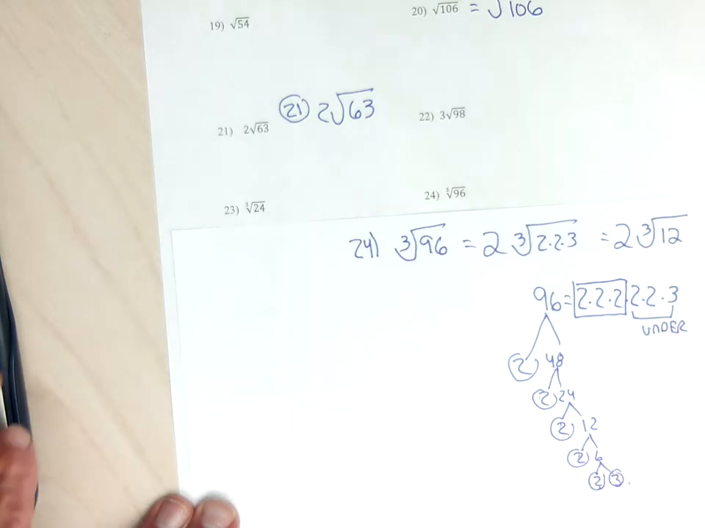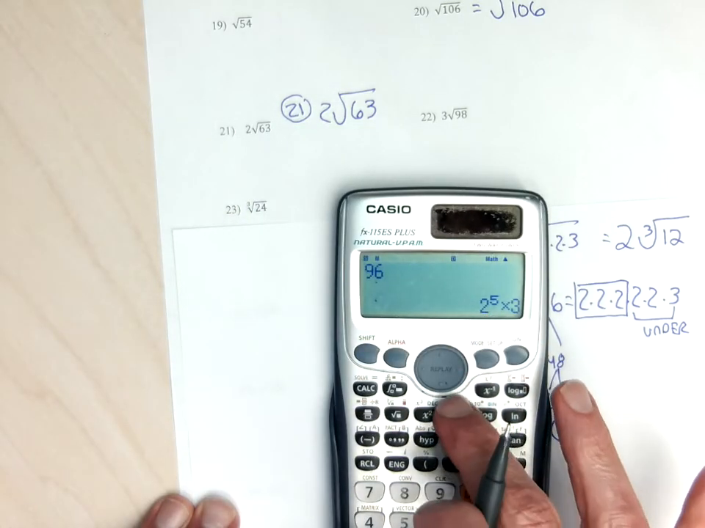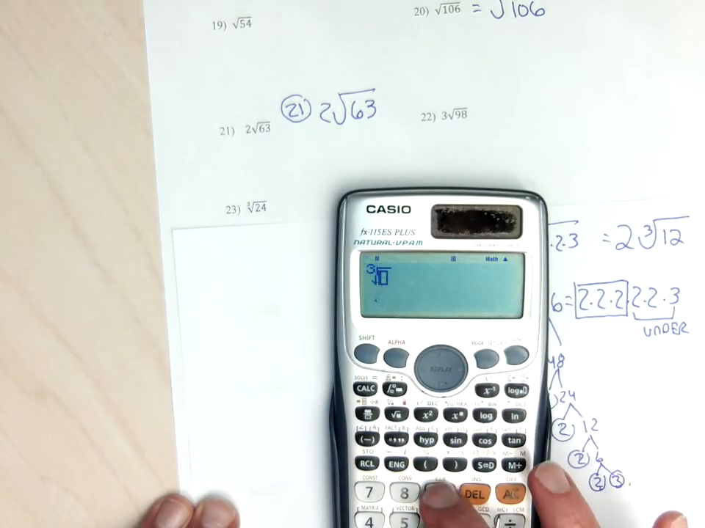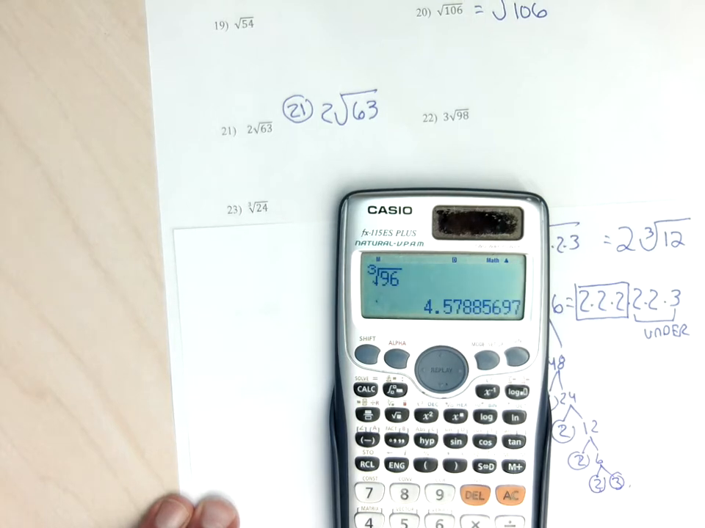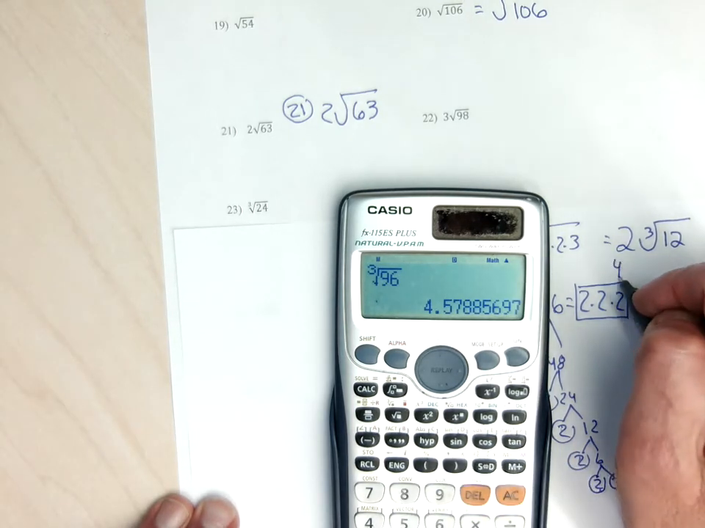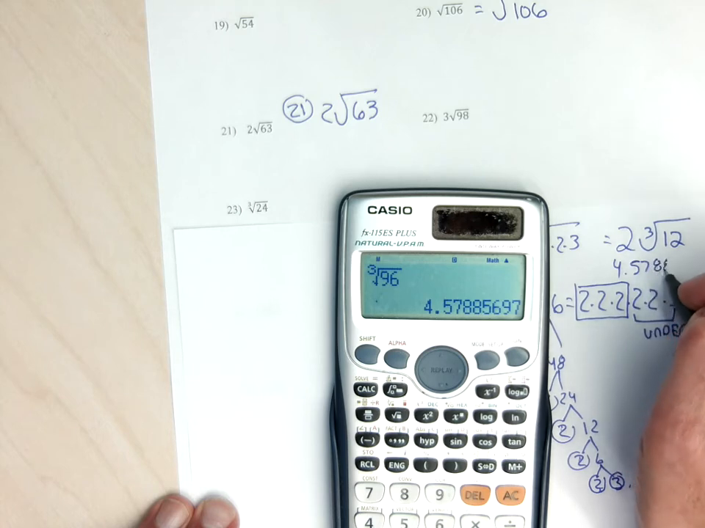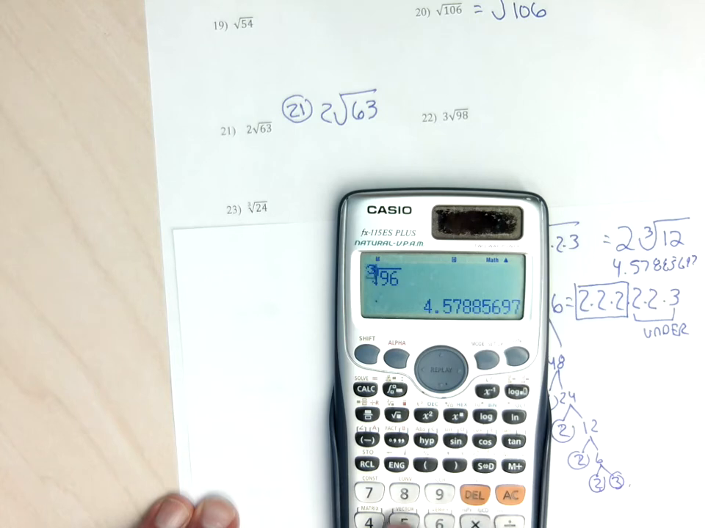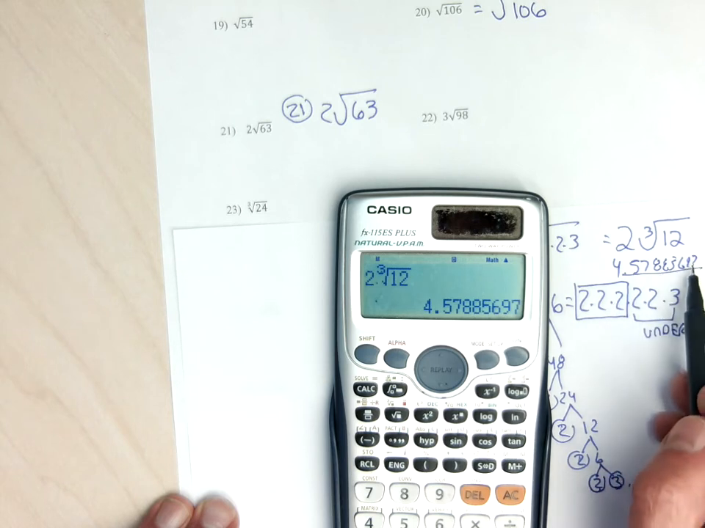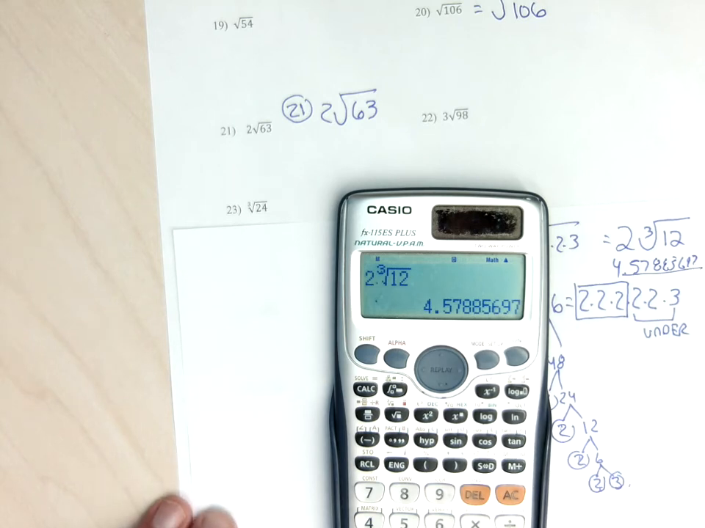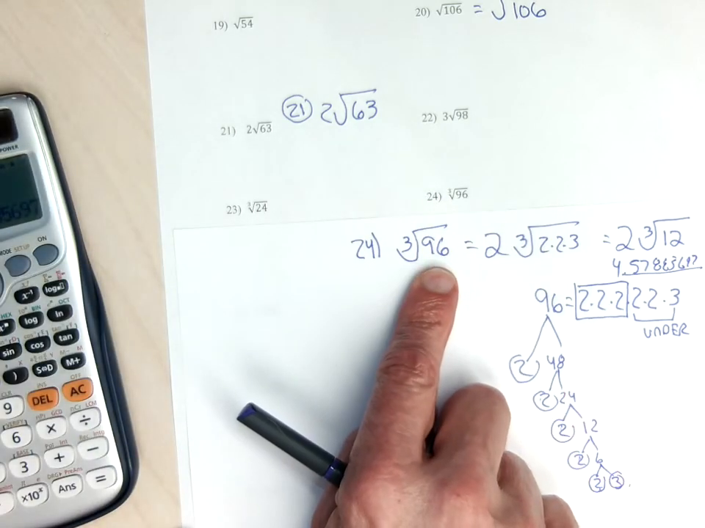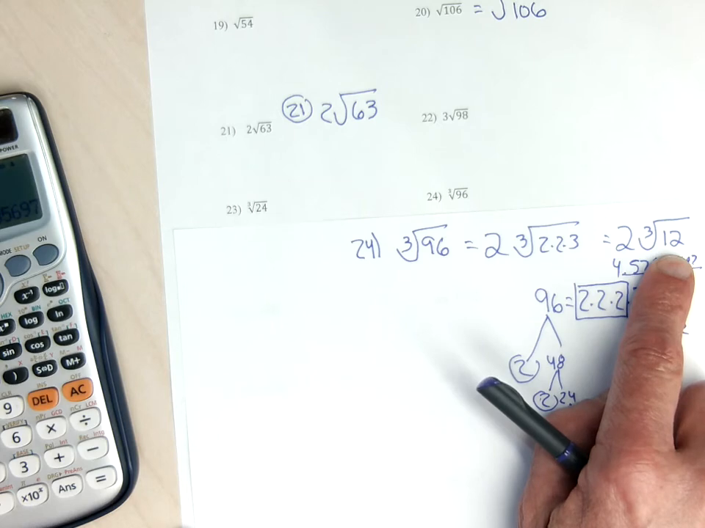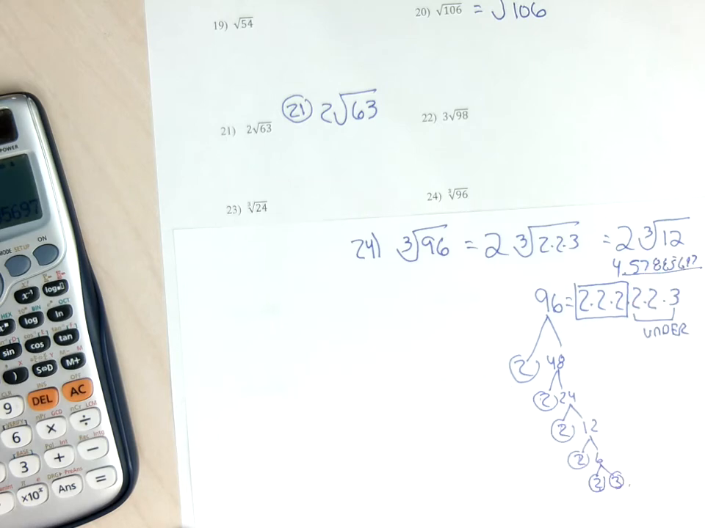I couldn't do this on my calculator. On my calculator, if I do the cube root of 96, it gives me a decimal. But this decimal, 4.5788567, would be the same as if I did 2 shift cube root of 12. You get exactly this number back. Not that that number is even readable, but I could check to see that my answer is right. I can get a decimal for this on my calculator, and these have to equal each other if my answer is right.